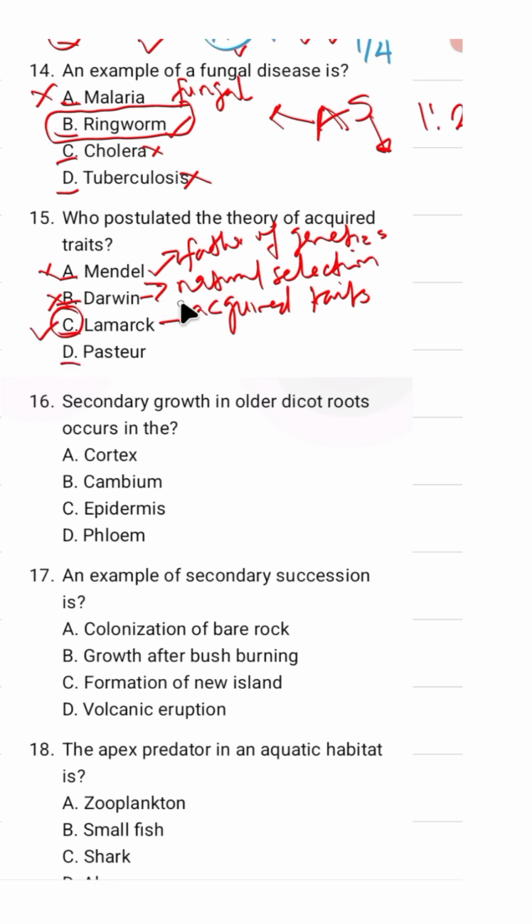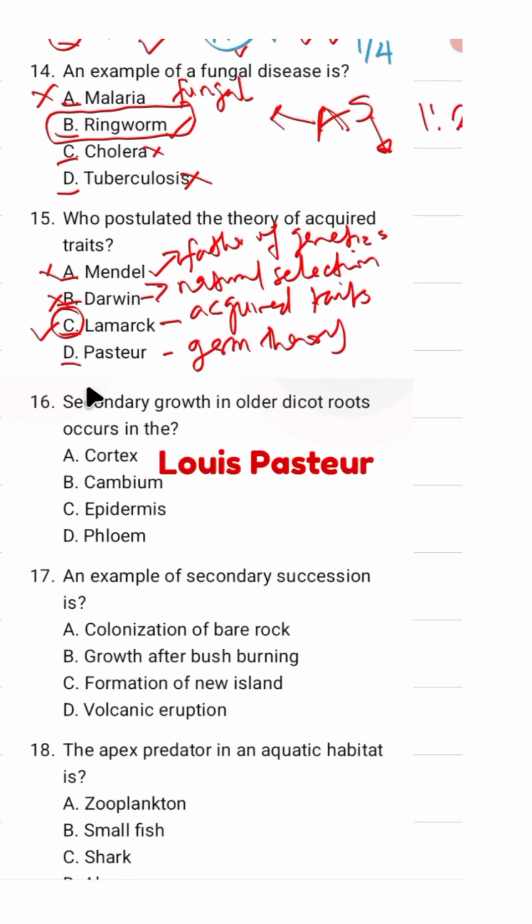Now, let's look at the last one, Pasteur. This Pasteur guy is known for his work on germ theory. He talked on germ theory and vaccination. That was his field. He did not propose anything on acquired traits. So his full name is shown on your screen right now. Now, the next one is number 16.